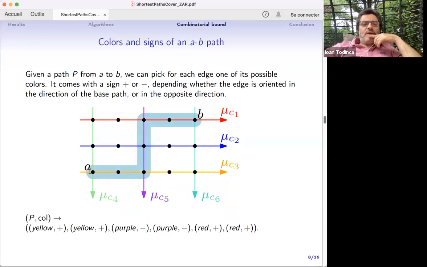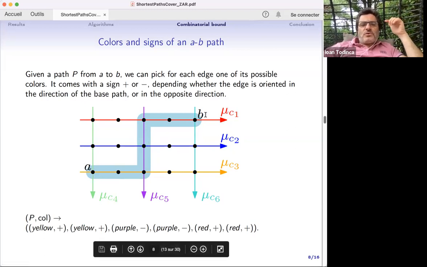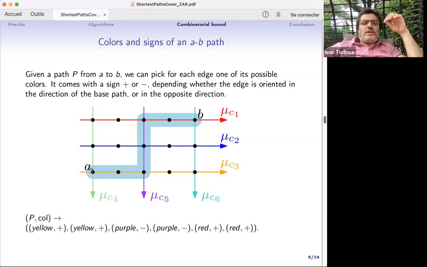If I take one path from A to B, this path goes through a sequence of edges, and I think of my path as oriented from A to B in that direction. Then I can say that this path uses a yellow edge in the positive sense, meaning that it follows the yellow edge according to its direction, then a second edge in the positive sense, then the purple edge, but in the opposite direction, because we go upwards and the path goes down, and so on.